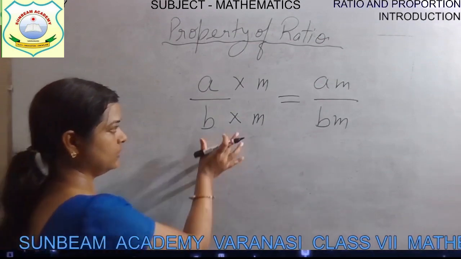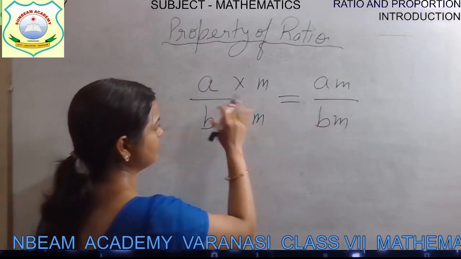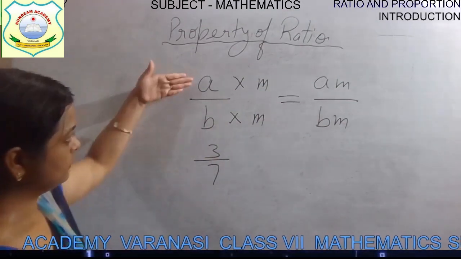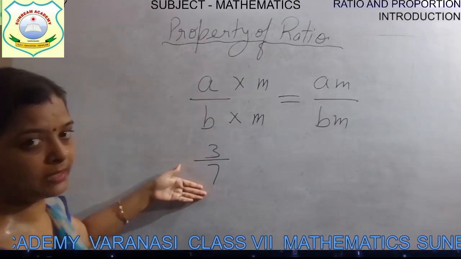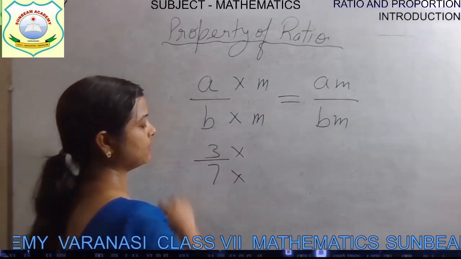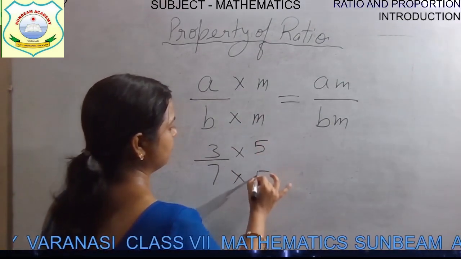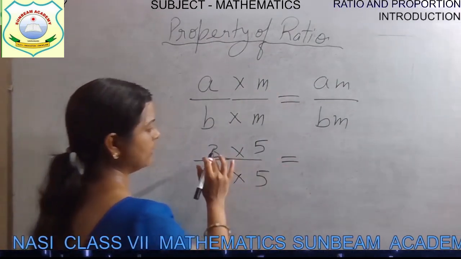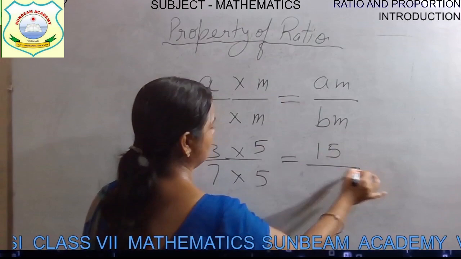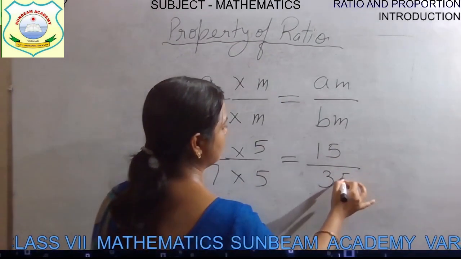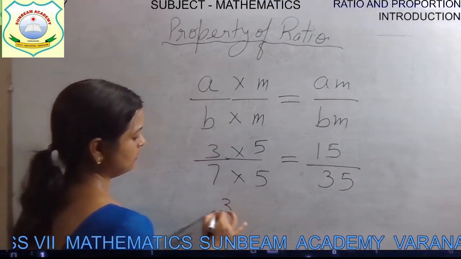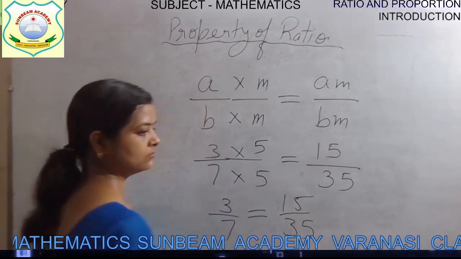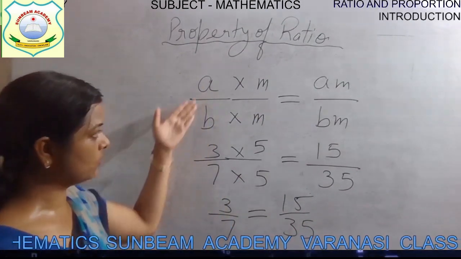These two will always be equal. Let's see with an example. I have a ratio 3 by 7. A is 3, B is 7 in my case. I am going to multiply both terms by the same number, let's take 5. I will get 3 into 5, that is 15, and 7 into 5, that is 35. So 3 by 7 is always equal to 15 by 35. Okay, children? 3 by 7 is the original ratio.